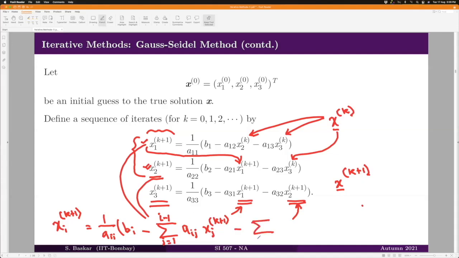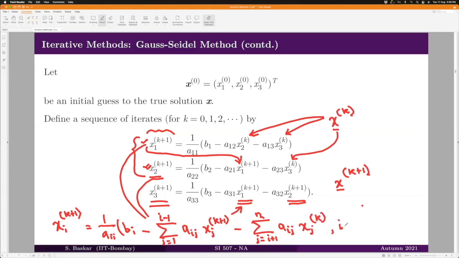And then j is equal to i plus 1, because i you will not compute, right? i was retained on the left hand side, therefore it won't come on the right hand side. So you have i plus 1 to n, and these components are yet to be computed as far as this iteration is concerned. Therefore, we will use the corresponding components coming from your previous iteration. That's the key idea of the Gauss-Seidel method.